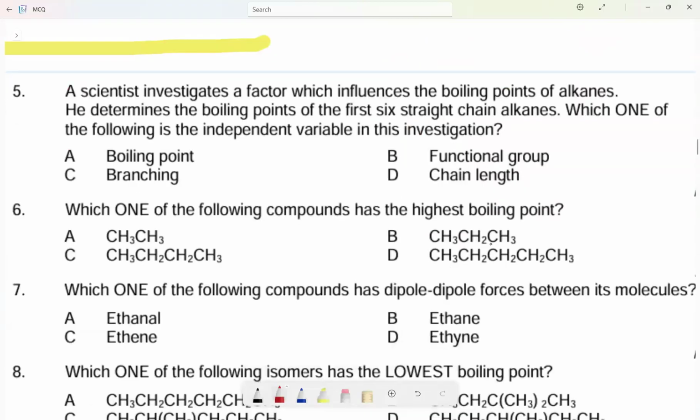Physical properties. A scientist now investigates a factor which influences the boiling point of alkanes. Boiling point of alkanes. Remember, alkanes are what? Are London forces.